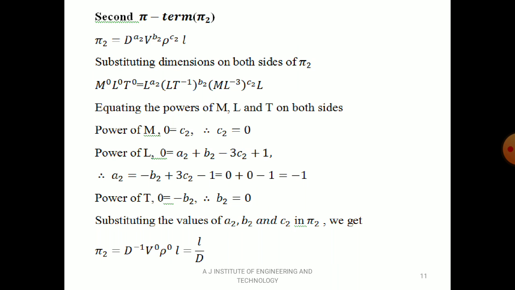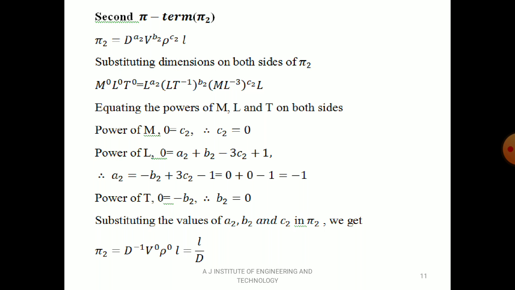Now we have to substitute dimensions on both sides of pi 2. So we get m to the power 0, L to the power 0, t to the power 0 equal to L to the power a2 into L t to the power minus 1 to the power b2 into m L to the power minus 3 to the power c2 into L. So L is a dimension for small letter l, that is a length. So equating the powers of m, L and t on both sides.